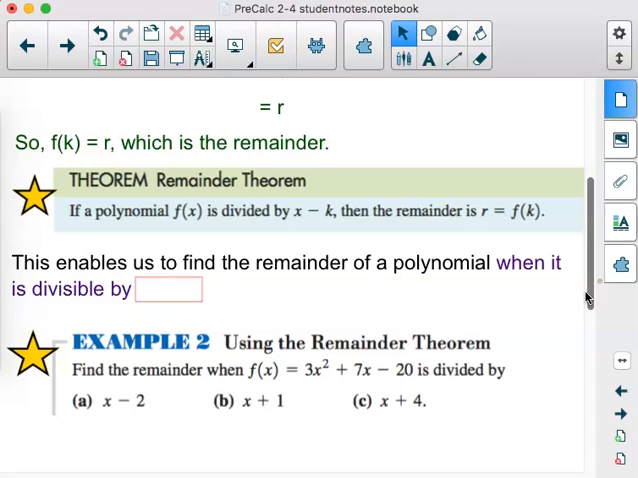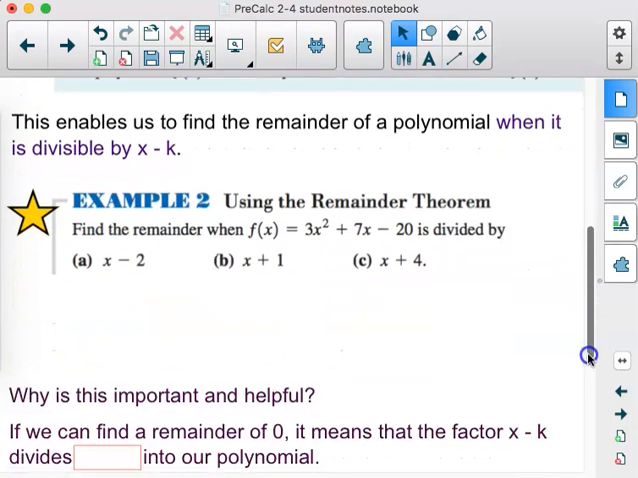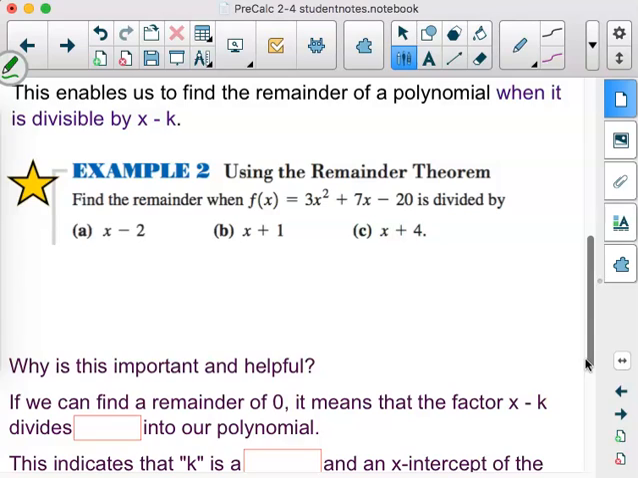So the remainder theorem is what we're really talking about. If f of k equals r, that's your remainder. And if all you're interested in is, does this have a remainder or not? Then, if the polynomial f of x is divided by x minus k, then the remainder is f of k. This enables us to find the remainder of a polynomial when it is divisible by x minus k. Again, that's a special case with a linear factor. So here's what it's saying.